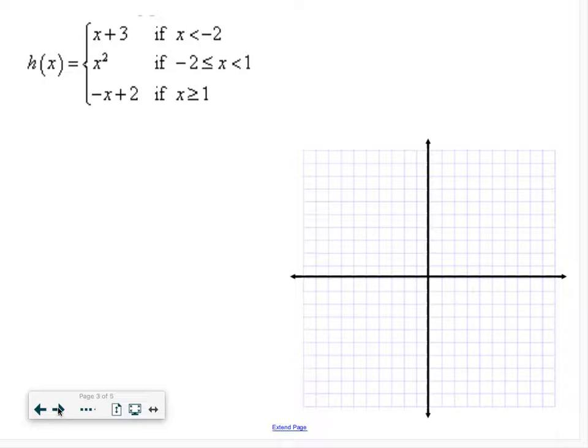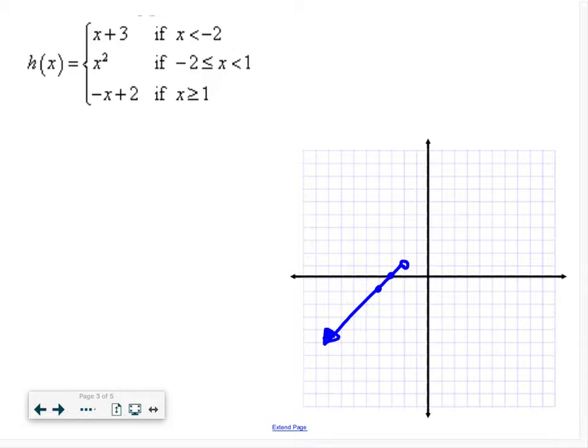Okay, so let's go ahead and talk about this graph. So this first piece begins at x is negative 2. When we plug in negative 2, we get 1. So we have an open circle there at 1. And then negative 3, 0, negative 4, negative 1, etc. There's your piece.